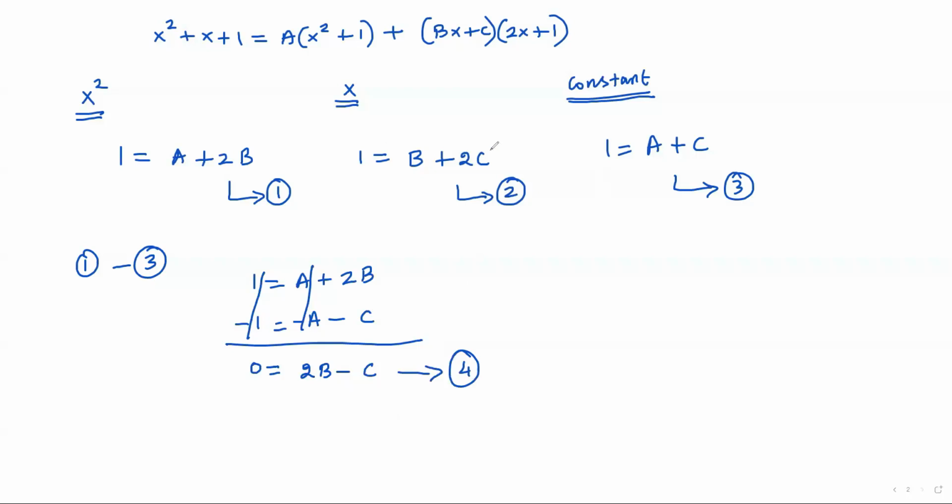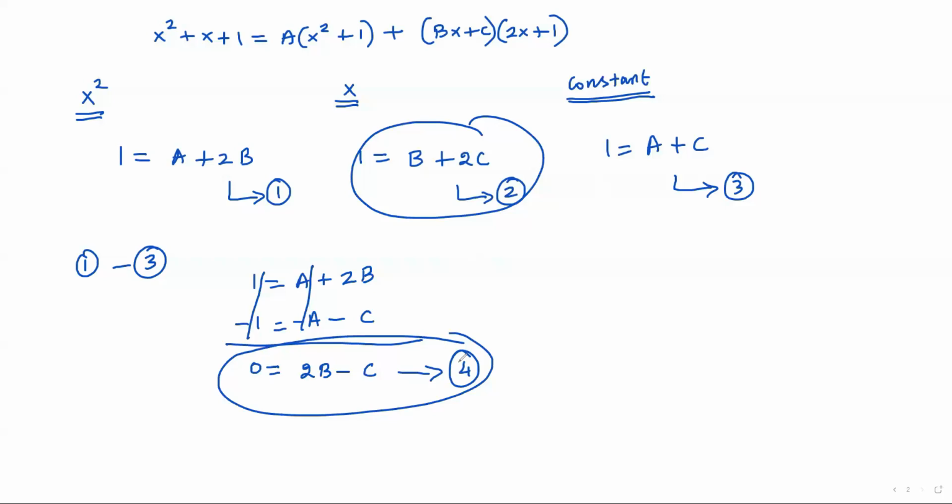Now when we look at equation number 2 and equation number 4, we have the same unknowns b and c. So when I solve equations 2 and 4, I can get the values of b and c. Once I get the value of b or c, I'll be able to get the value of a. Let's solve equations number 2 and 4 on the next page.